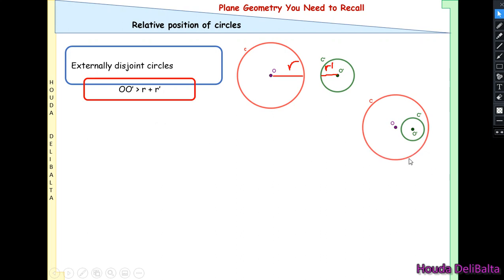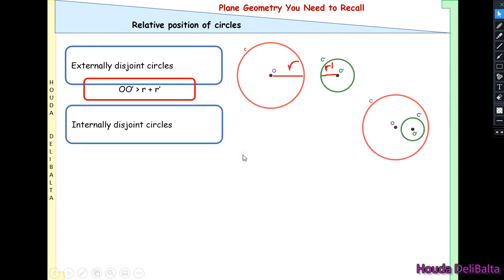They are not intersecting, not even at just one point. They are not intersecting at all, so we also call them disjoint, but they are internally disjoint circles. The relation concerning the radii and the distance between the centers is that OO', the distance between O and O prime, is less than the difference between the large radius and the small radius. The large radius is the radius referring to the large circle. This is R.